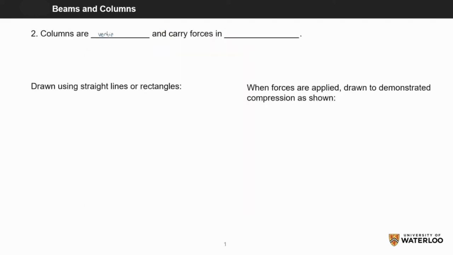Columns are vertical members that carry forces in compression. We draw them using vertical straight lines or rectangles. When we represent a column with a force being applied on it, we demonstrate compression with a shorter line, and you can clearly see this with the before and after compression drawings.